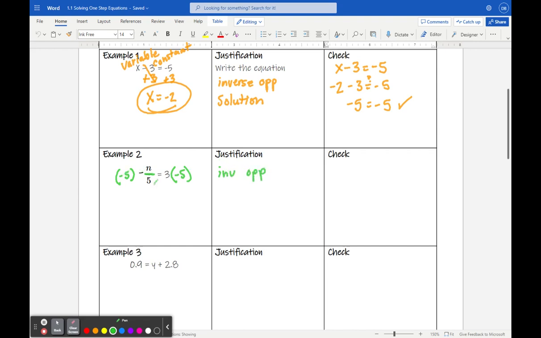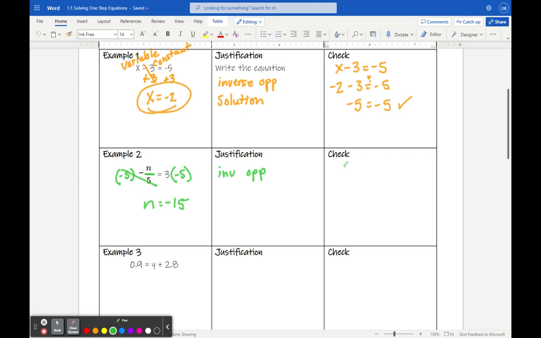Negative 5 times negative 5. Oh, sorry. Negative 5 times a negative 1/5, because that's what that fraction there is, zeroes out. We have n equals 3 times negative 5, so negative 15. I feel like the solution for the value of n is negative 15.